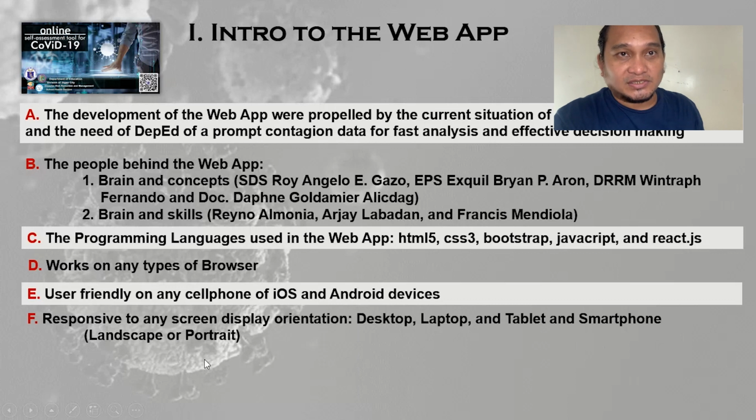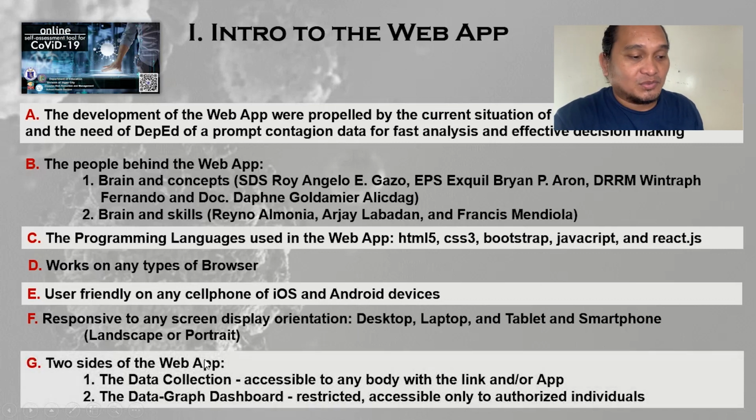And by the way, there are two sides of the web app. The data collection, which is the front side of the web app, is accessible to anybody who has the link or the app. And the other side of the web application is the data graph or dashboard, which is restricted and accessible only to authorized individuals such as the superintendent and other persons like the medical officer, Dr. Alikdad, and the DRRM coordinator, Wentrap Fernando, and of course the nurses and other personnel that the superintendent may authorize to access the data, the COVID-19 pandemic graph and data, for fast analysis and effective decision making. Okay, let's go further.